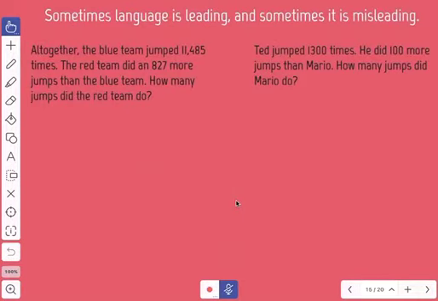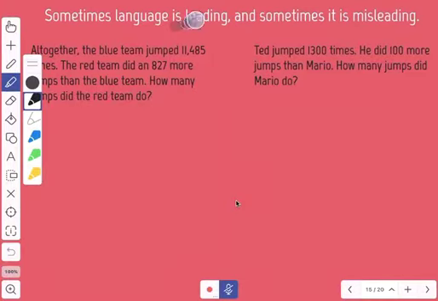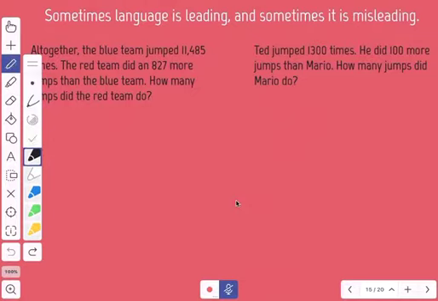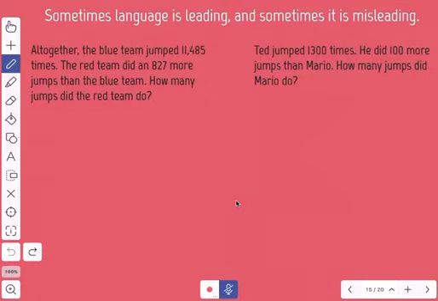So it's important to note that sometimes in a word problem, you're dealing with what's called leading language, and sometimes you're dealing with misleading language, okay? So here's an example of two problems that are both additive in nature, but one has leading information and one has misleading information.